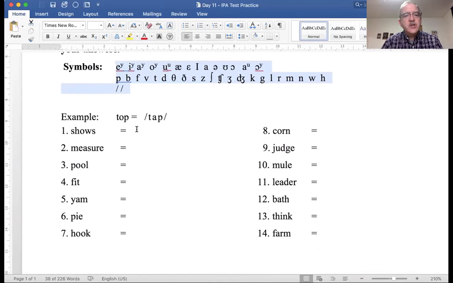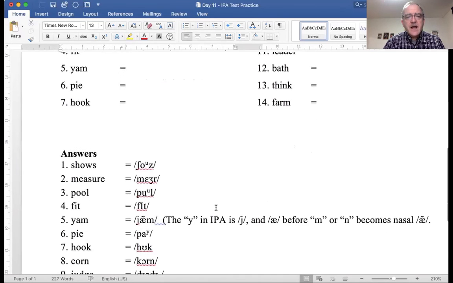Okay, there's the word "shows." You know the first letter is a "sh," okay? So we're going to put your slash, always put your slash, and then your S, and now you'll need your O, Z, okay? Now, when you do all of that for all 14 words, go down, and here are your answers.